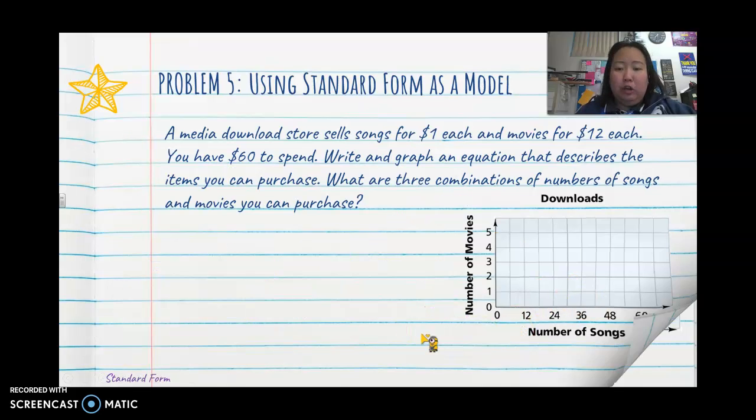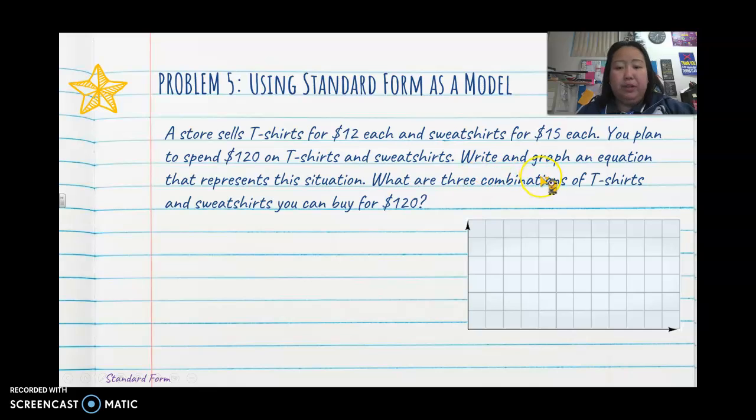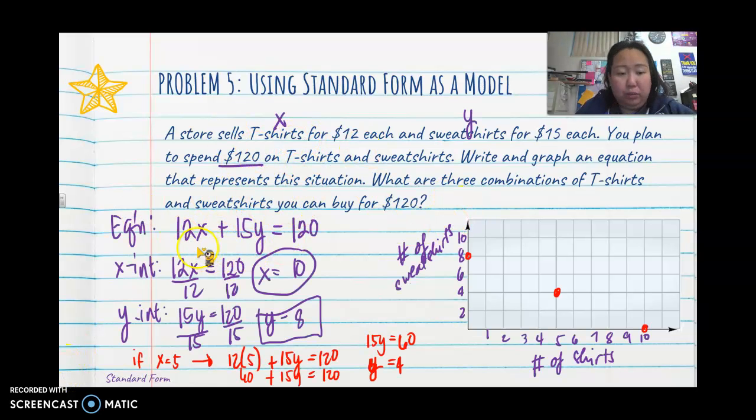Okay, so similarly, you can try this next example on your own, pretty much just like our previous example. Go ahead. Okay, so we will have an equation that will look like this: 12x plus 15y equals 120. You can use your intercepts as your points. Now, if you need a third possible way, you can try and put in a value of 5. That's our middle value for x, okay? If x is equal to 5, then if you have 5 t-shirts that you bought, you can get up to 4 sweatshirts for that. So those are your 3 possible combinations, okay?